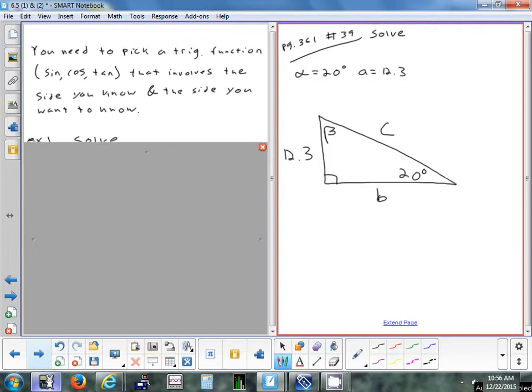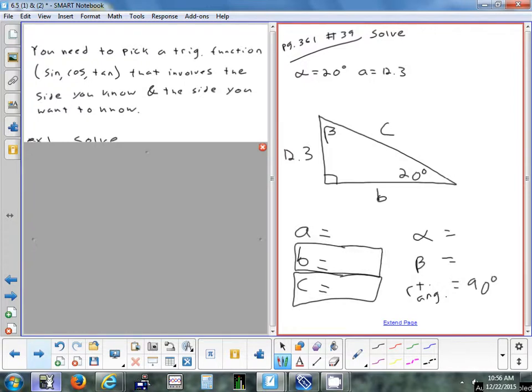You already know what beta is. Yeah, interior angles. Yep, we can find beta quickly. What I'll do is I'll make a table and just write everything in it, just to organize all our information. Then we have the right angle, which is always 90. I'm just going to put boxes around what we need to find: C, B, beta. A we already know, 12.3. Alpha, yep, we know that is 20.